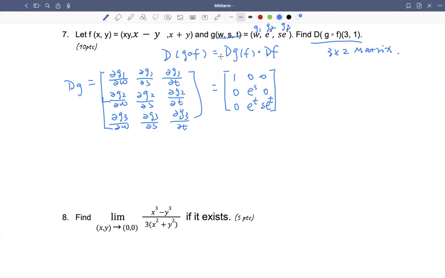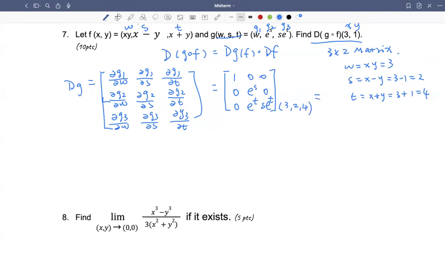So remember here, because G takes F as input. So this is W, this is S, this is T, right? So we're given x = 3, y = 1. So we can calculate F. W equals xy equals 3 times 1, which is 3. And S equals x minus y equals 3 minus 1, which is 2. And T equals x plus y equals 3 plus 1 equals 4. So we can evaluate this at 3, 2, and 4.